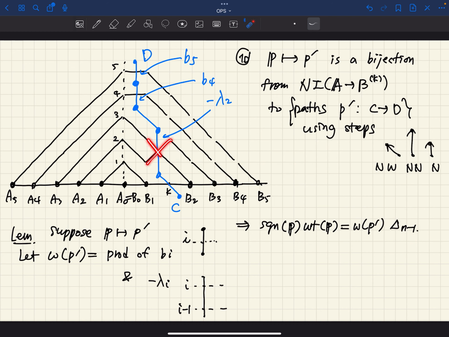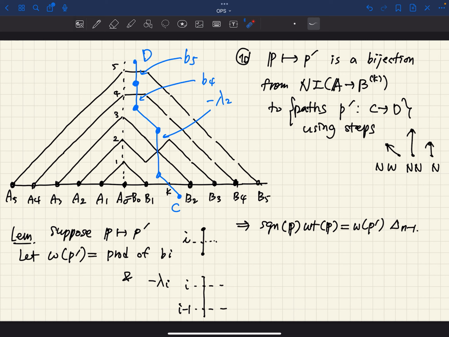However, if we have a figure x, then we have one more extra down step, because this forces us to create one more down step. That's why we multiply lambda 2, and this step means that there is a horizontal step like this that gives us weight b_i. That's why this is the case.